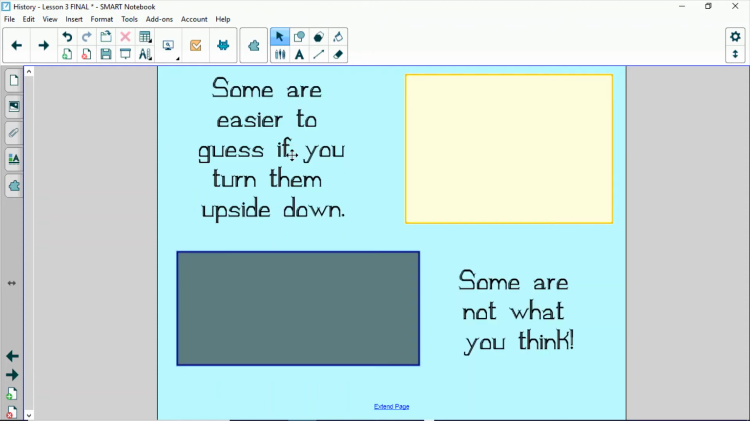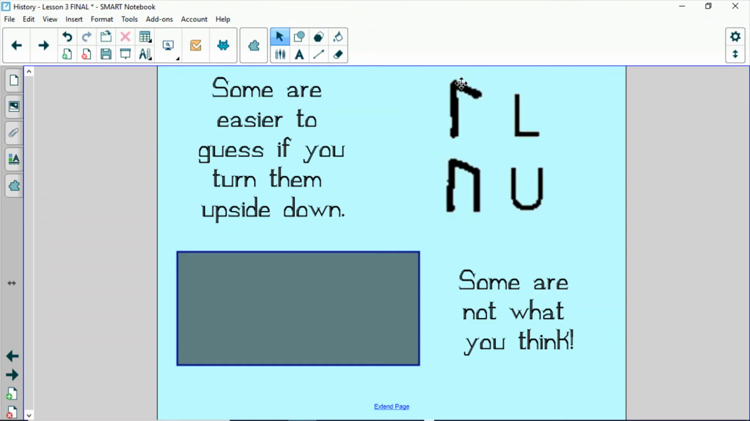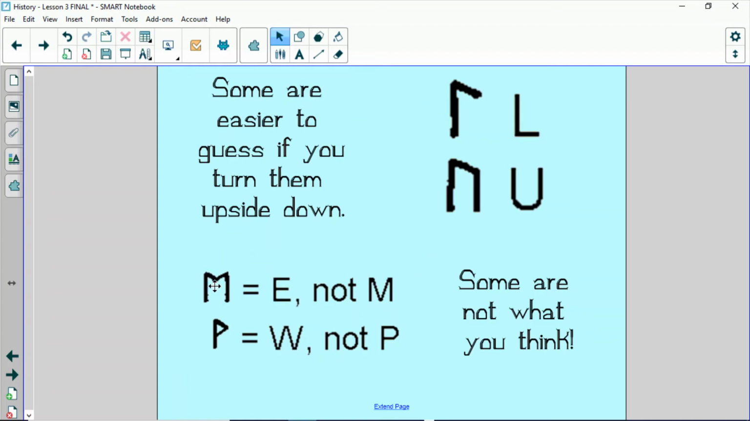Some runes, though, are easier to guess if you try and turn them upside down. So this one is the capital L, and you can see it's almost like upside down. And this one is the capital U, so it's just upside down. However, some runes are not what you think at all. So behind this screen, you can see that this rune here looks like a capital M. Well, it's not. It's actually the capital E. This one looks like a capital P, but it's not. It's actually representing the letter W.